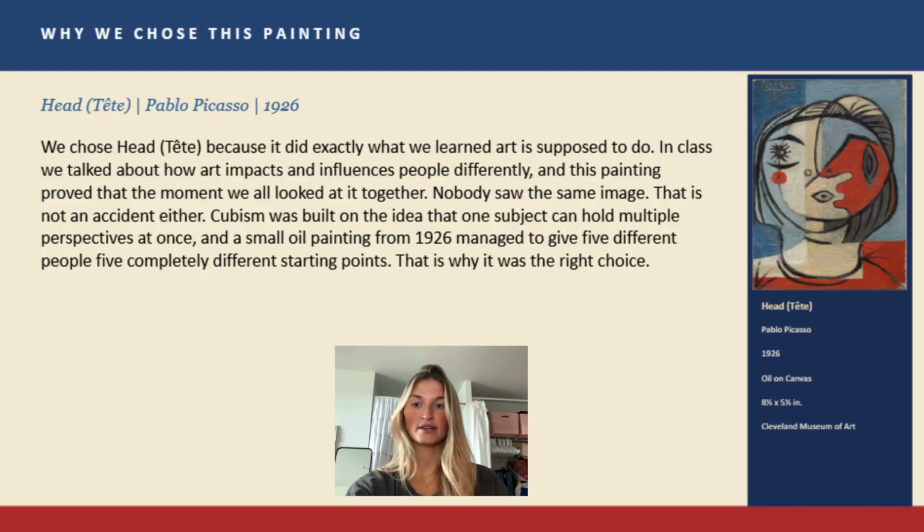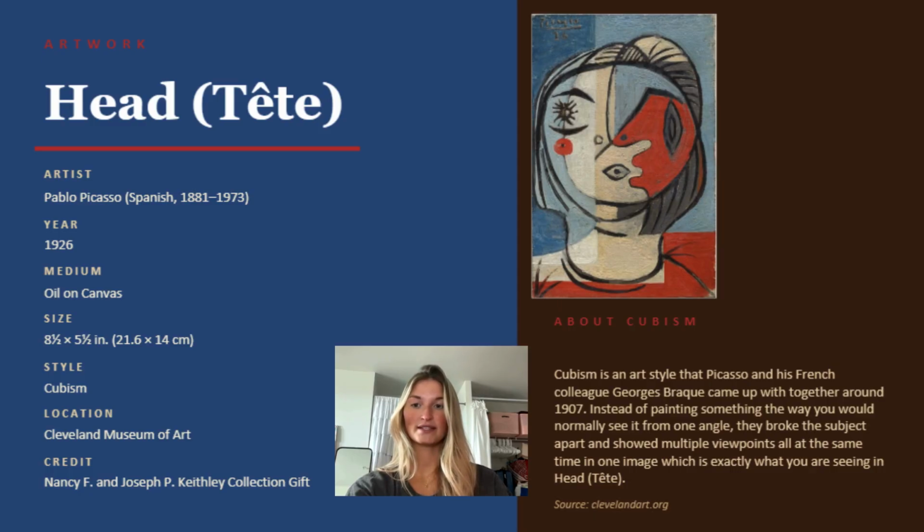Speaking of which, Cubism is the style of this painting. It's an art style that Picasso and his French colleague George Braque came up with together in 1907. Instead of painting something the way you would normally see it from one angle, they broke the subject apart and showed it from multiple viewpoints all at the same time in one image. And that's exactly what you're seeing in this painting.